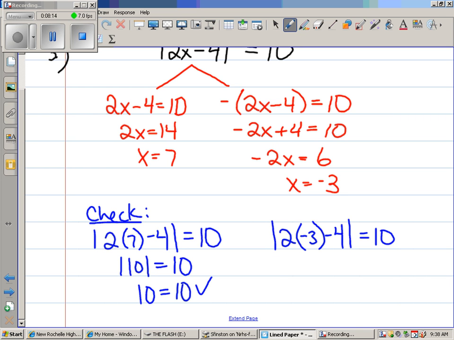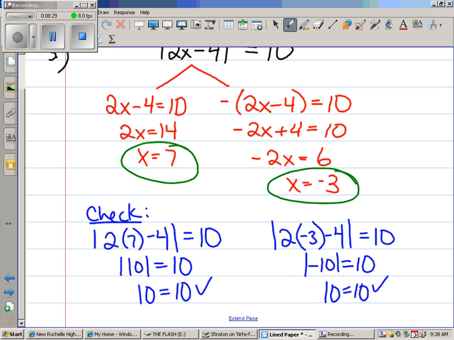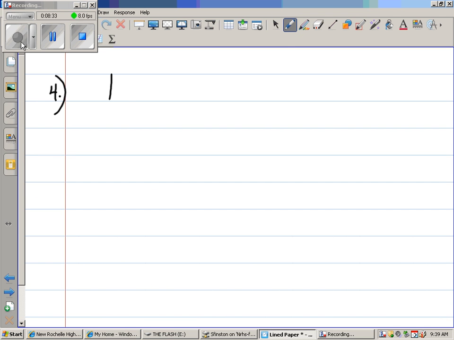2 times negative 3 is negative 6. Negative 6 minus 4 is negative 10. Nice. So both of them work. Both of them are solutions. We're just going to circle them up. There you go. All right, number 4, stepping our game up a whole nother notch.